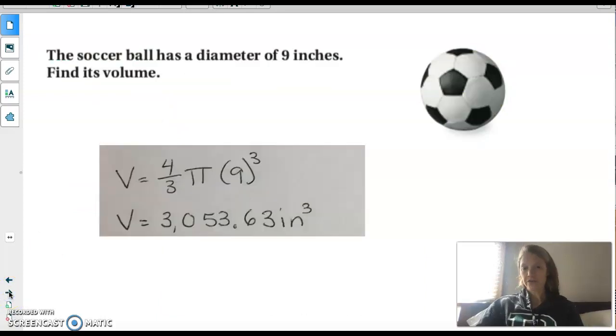And so here's one more for you to see, just another example. This is a soccer ball now. It has a diameter of 9 inches. Oh, and I just noticed I made a mistake. If they're telling you it has a diameter of 9 inches, in here shouldn't be the diameter. It should be the radius. And so I'm going to come in here and exit out. So this should be the radius. So that would be 4.5, right?